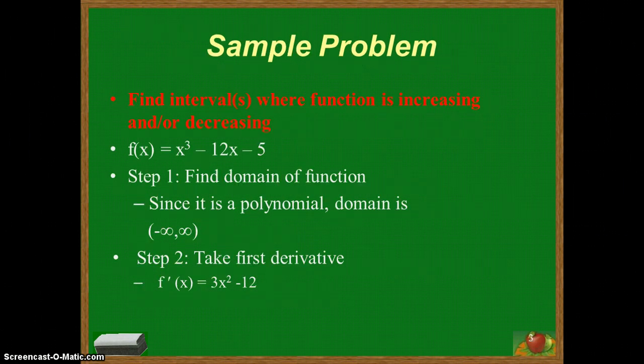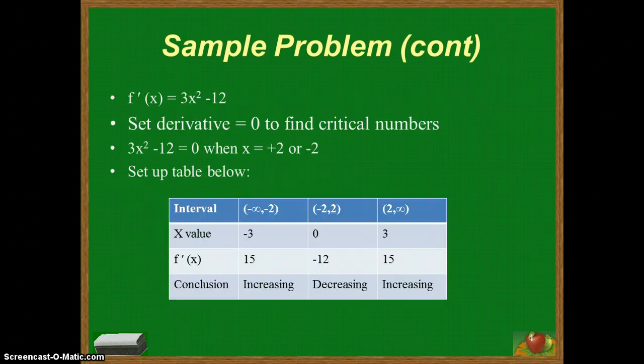Here's a sample problem. Find the interval or intervals where the function is increasing and/or decreasing. Let's say we have f of x equals x cubed minus 12x minus 5. Step 1. Find the domain of the function. Since this function is a polynomial, its domain is negative infinity to infinity. Okay, take the first derivative. f prime of x equals 3x squared minus 12.